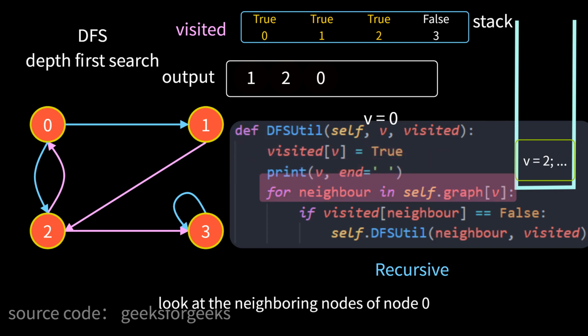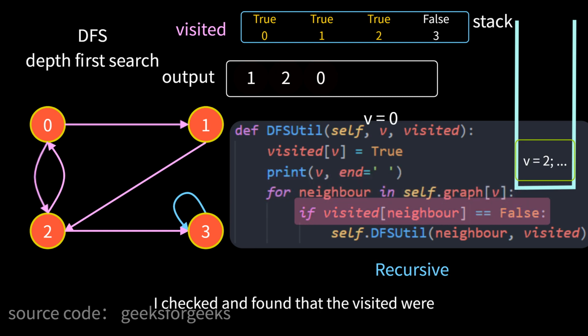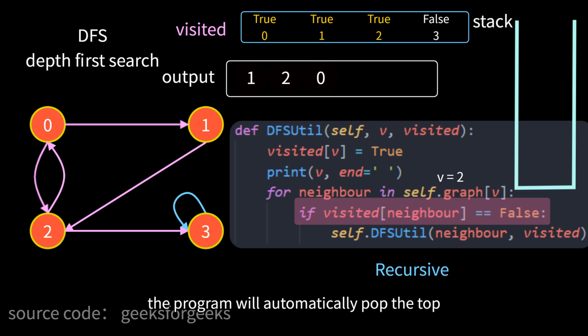Visited is marked true, and it is output. Then look at the neighboring nodes of node 0, which are node 1 and node 2. However, after starting the loop, I found that they were all marked as true in visited, so they were skipped and the loop ended. When the execution of the current function ends, the program will automatically pop the top of the stack and restore it to the original loop.